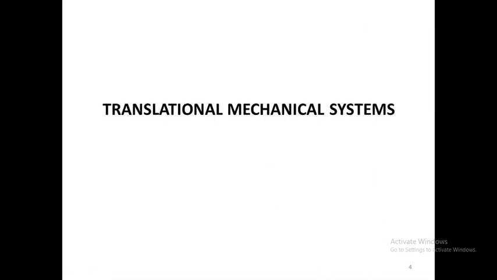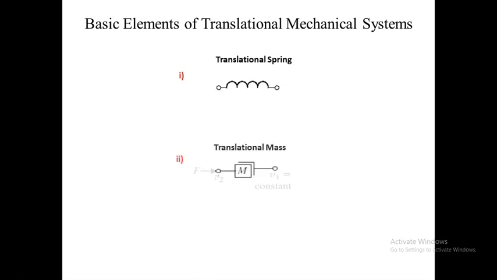So in a translational mechanical system, now we see which basic components there are. The basic elements of a translational mechanical system: first is spring, second is mass, and third is damper. With the help of these three basic elements of a mechanical system, we can design an equivalent electrical system by using inductor, capacitor and resistor.